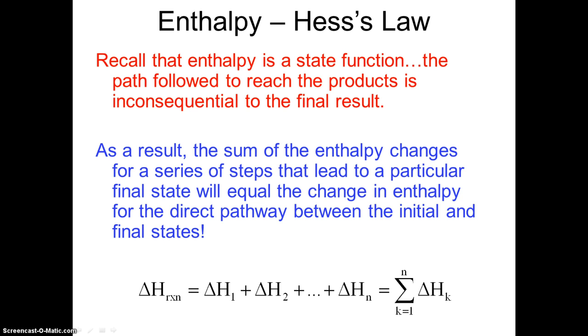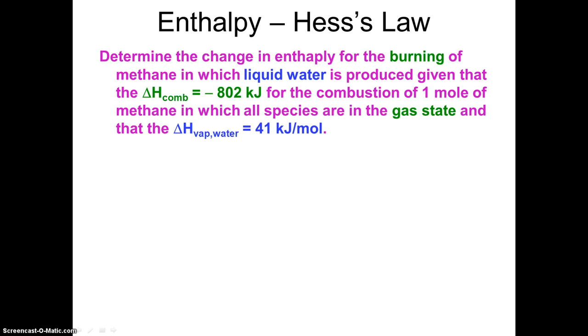And so that leads us to the equation below that says that the enthalpy change for a reaction is just the sum of the steps if we carry this reaction out in a series of steps. If we do it all at once, that's the direct path, and it will equal each of these steps added together. So here, let's take an example problem.